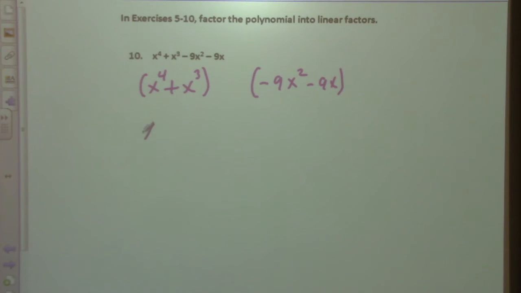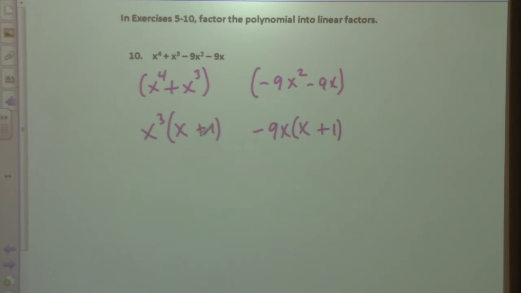X cubed. Yeah, x cubed. So you have x cubed, and then we have x plus 1, right? And over here, what's our common factor? 9. Well, yeah, 9, but what else? Negative 9x. So we have negative 9x times x plus 1. So do we see a common factor in these two?